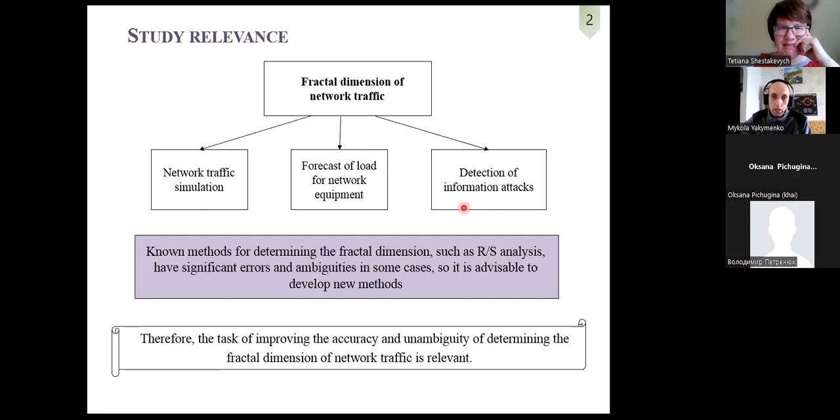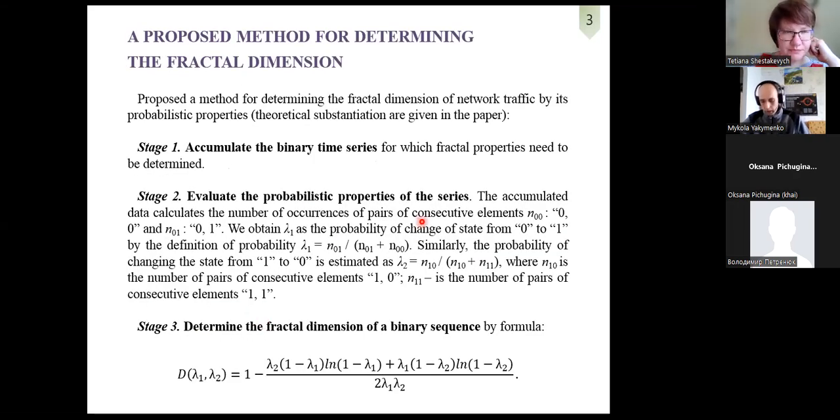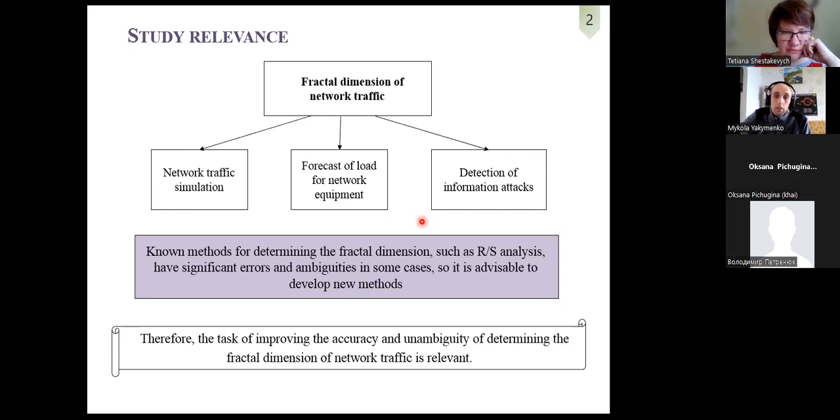information attacks. The known methods for determining the fractal dimension, such as rescaled range or RS analysis, have significant errors and ambiguities in some cases. So it is advisable to develop new methods, and therefore the task of improving the accuracy is a relevant task.